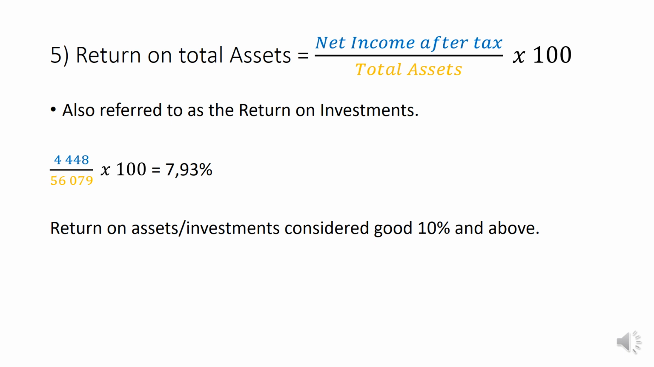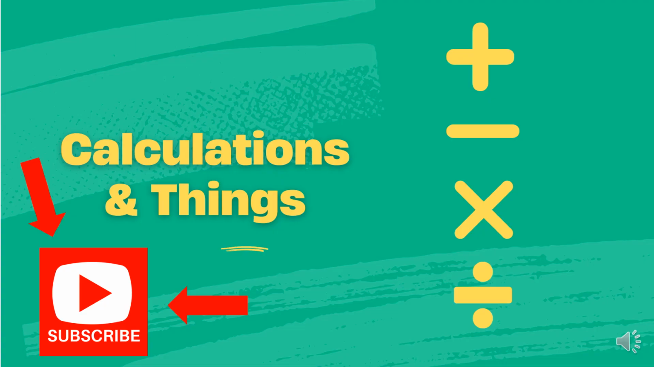So our ROI, or return on assets, is considered good when it's 10% and above. We are not too far off. An 8% return is quite good in comparison with if you would have left your money in the bank, where you might get 6 or 7%. So our 7.93, or rounded up to 8%, is still a good ROI, though it would be ideal to have 10%. And that is all for today.